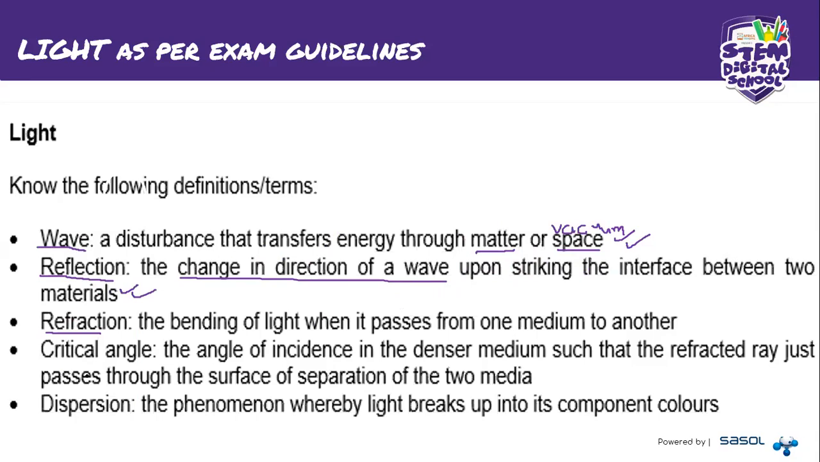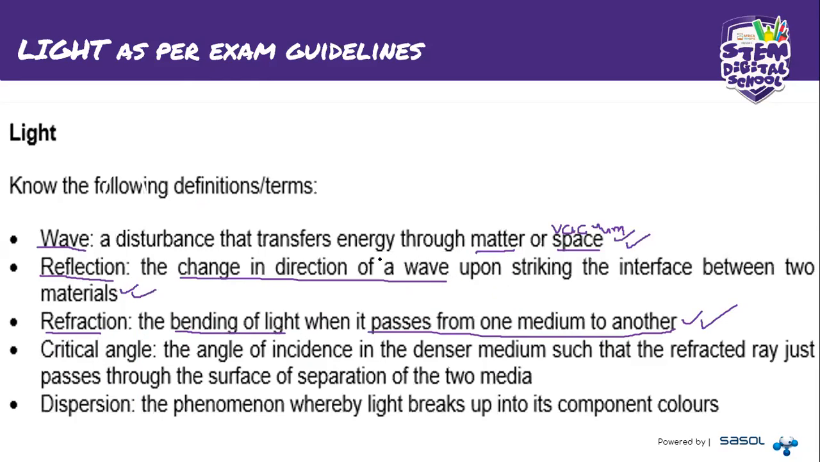And then we have refraction. We say refraction is the bending of light when it passes from one medium to another. That's 2 marks. Can you see this definition also? Just like reflection, it explains what refraction is, and in that, it explains when it happens. So it's the bending of light when it passes from one medium to another.